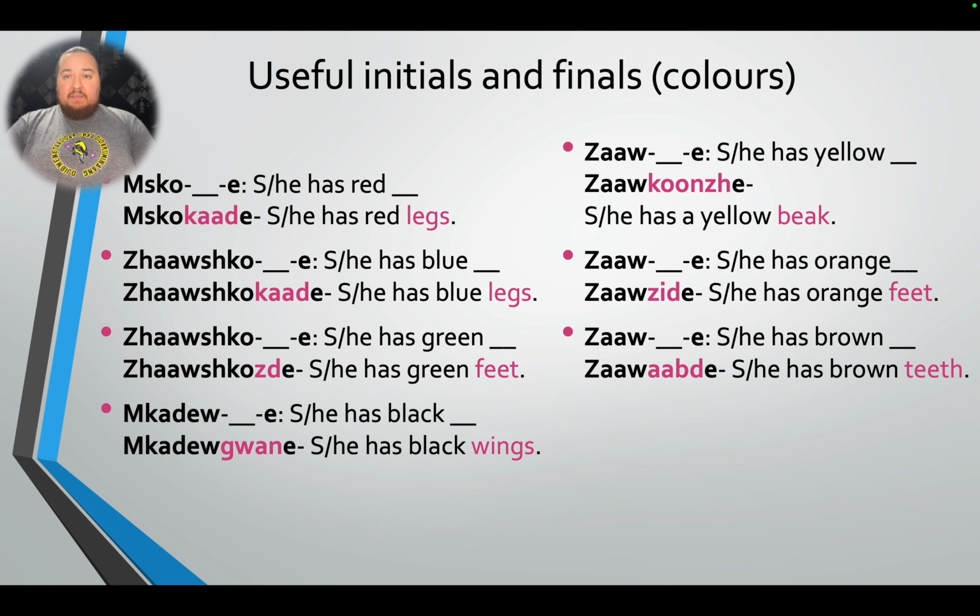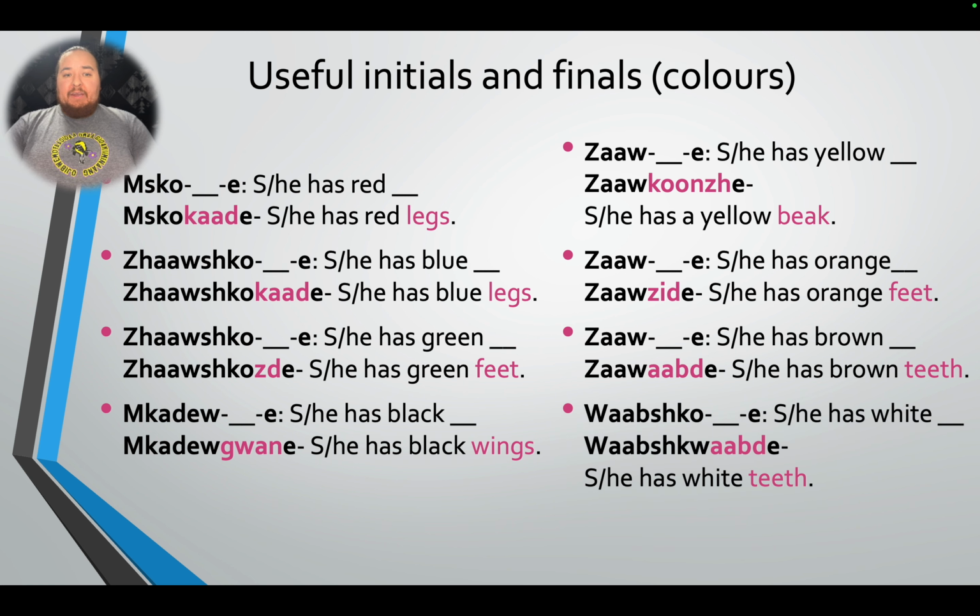Zhao blank e, she has brown whatever. Zhao wab de, she has brown teeth. And wabshka blank e, she has white whatever. Wabshkwab de, he has white teeth. So again here, I'll give you a chance to record these in your notes and give you a chance to pause. All right, let's move on.